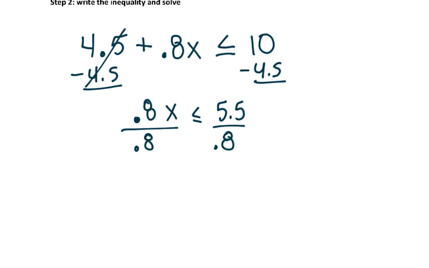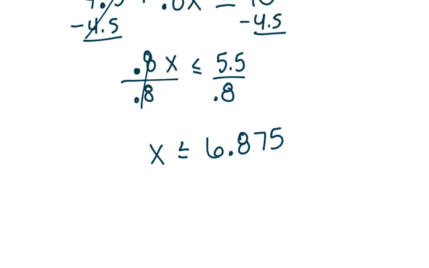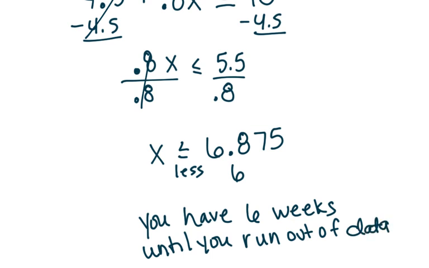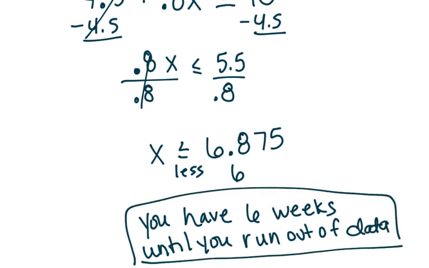So 5.5 divided by 0.8 is going to be 6.875. Now again, I want to know how many weeks, without being able to go over. So if this says less than right now, I have to go, well, what's less than 6.8? It's going to be 6 and only 6. So we would say that you have 6 weeks until you run out of data. If you actually try to do the 7th week, you'll go over the data and then you no longer have it.